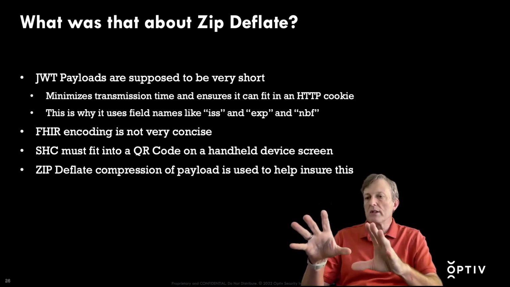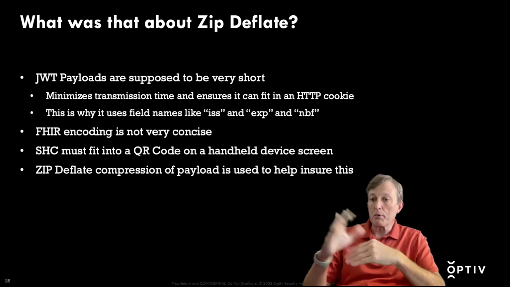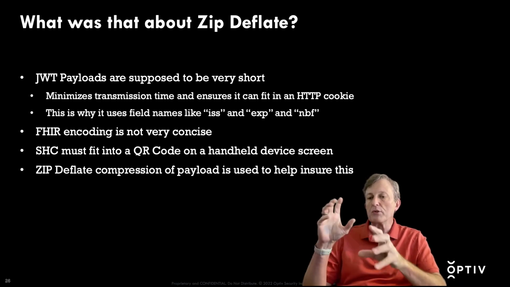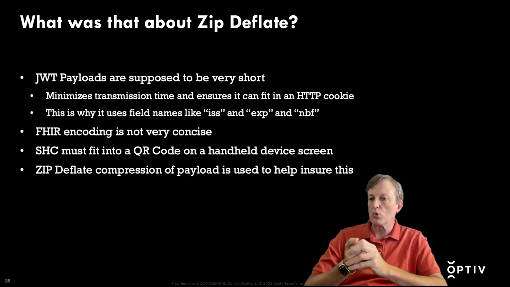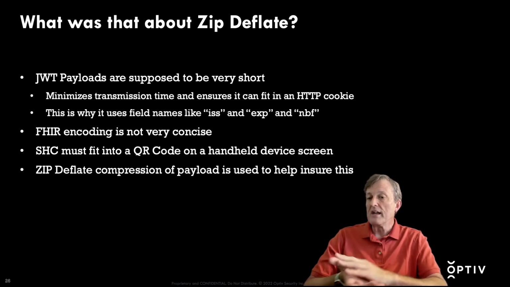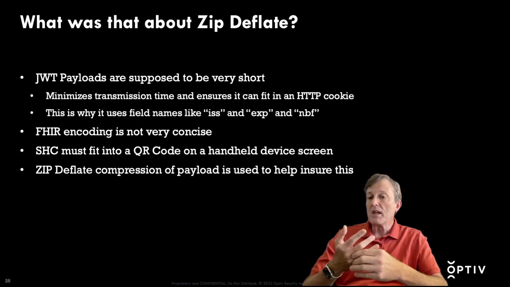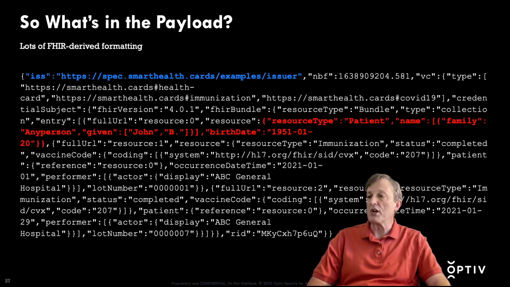So just to make sure that this all works out, it uses Zip Deflate compression on the payload in the middle. So if you try to take a smart health card apart using a standard JWT tool, which just unpacks the base 64, you may erroneously reach the conclusion that it's encrypted. It's not encrypted. It's plain text in there, but there is a Zip Deflate step that you have to follow. Once you take the deflate compression off, you do see some familiar looking JSON.